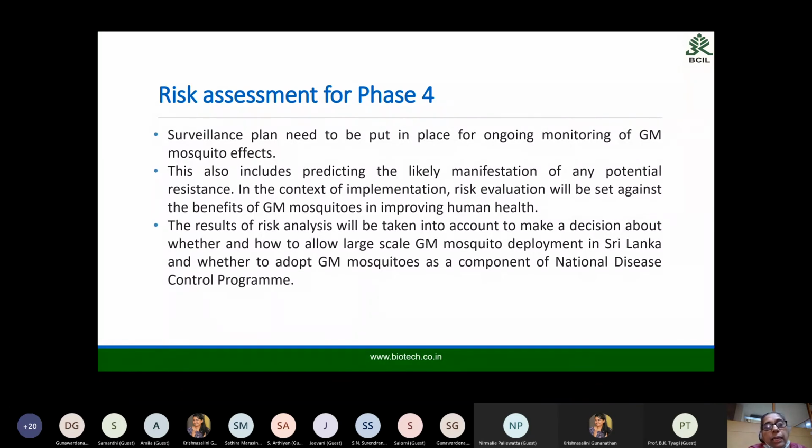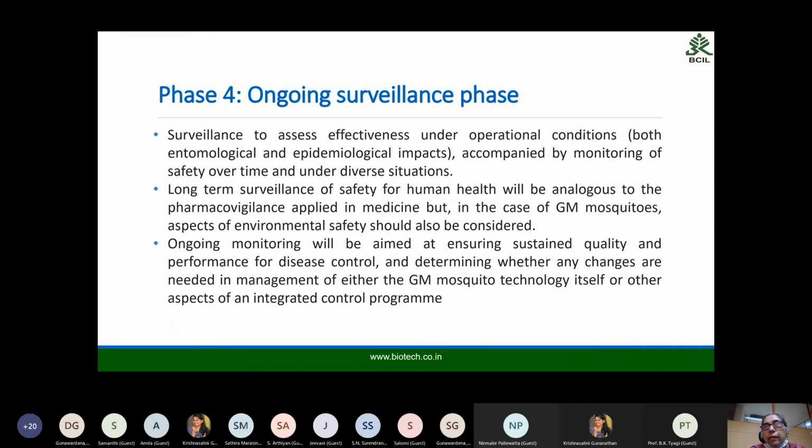The results of the risk analysis here, the complete risk analysis done for this, will be taken into account to make a decision on whether and how to allow the large-scale mosquito deployment and whether to adopt it as a component of the National Disease Control Program. So this is a very important phase, because after that, you get going.